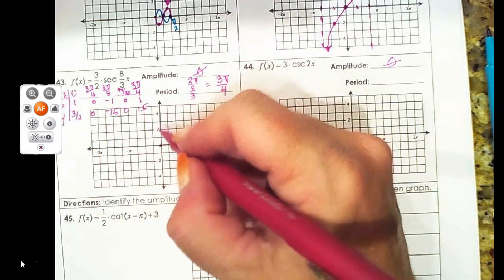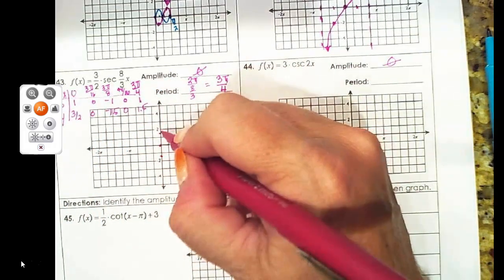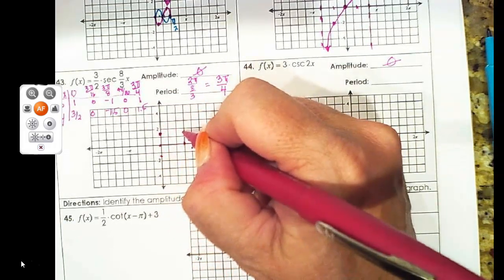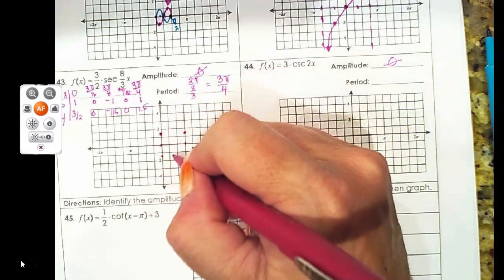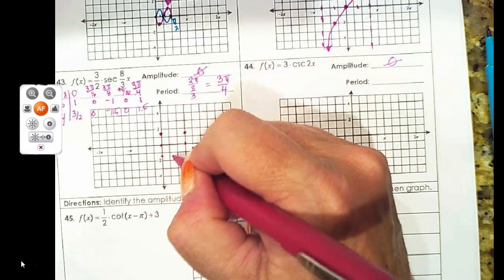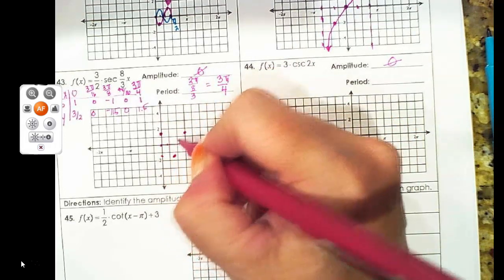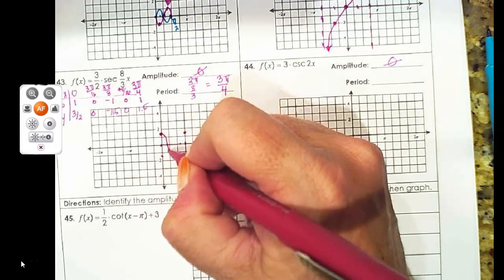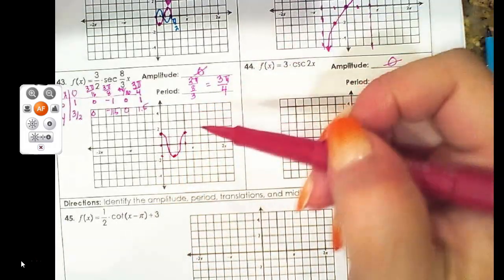So here's 1.5, here's negative 1.5. So I'm starting up, I'm ending up, halfway in between, I'm all the way down. So halfway between those, I've got my zeros. So smooth jazz is playing, I'm graphing. So there's one cycle of cosine.